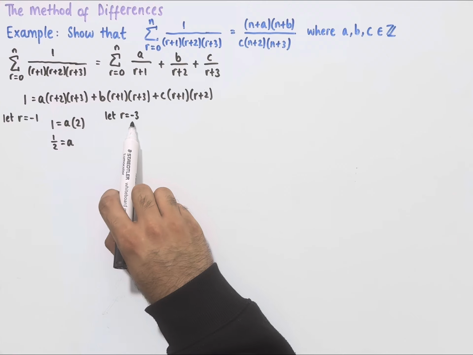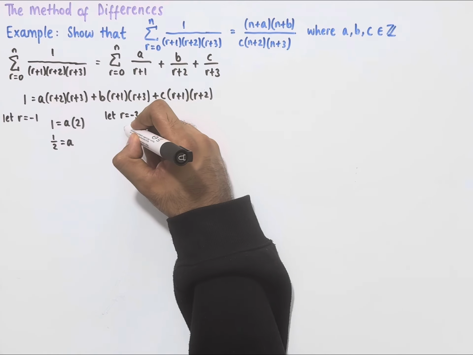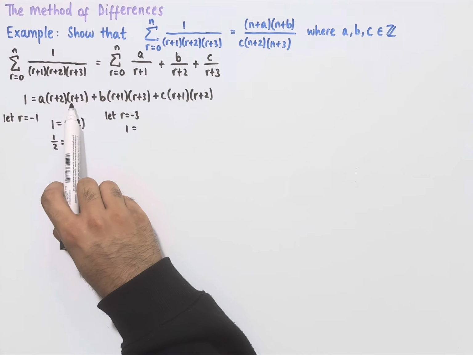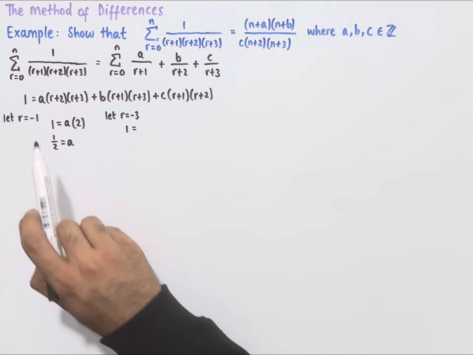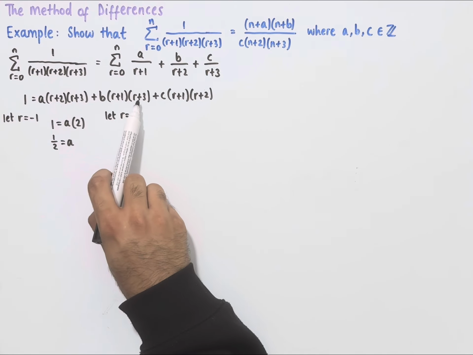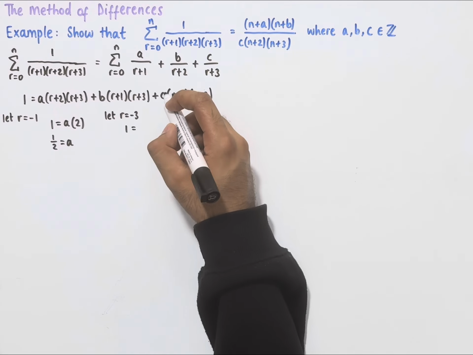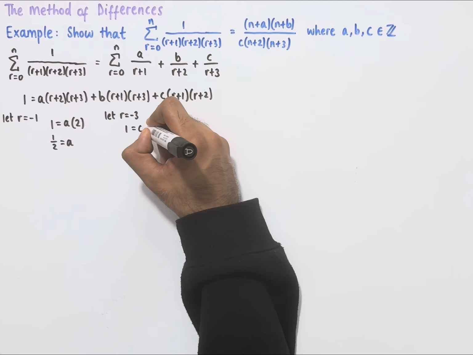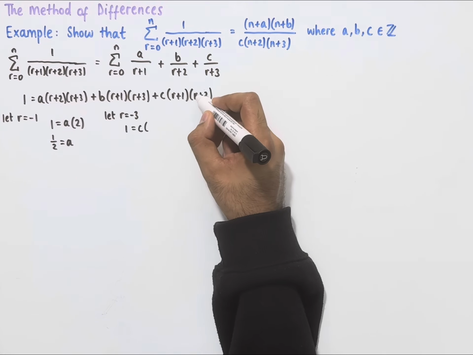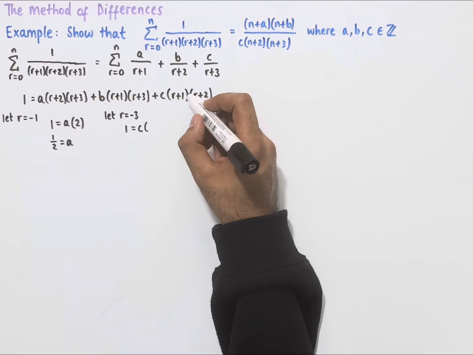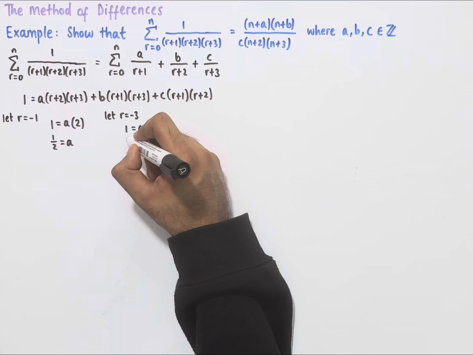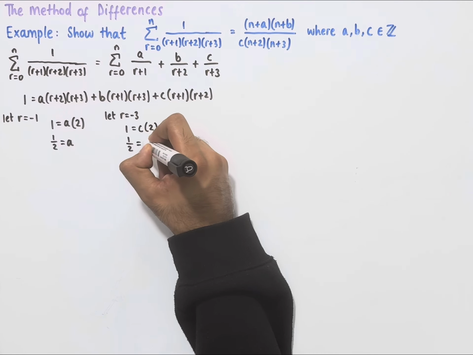Now if we let r equal to minus 3, then on the left hand side we have 1. Now for the first term here, when we put r equals minus 3 into this last bracket, this would equal 0, and so this would all cancel. Likewise for the second term, when we put r equals minus 3 in, this last bracket would equal 0 and everything would cancel. For this last term, when we put r equals minus 3 in, we end up with c times (minus 3 plus 1), which is minus 2, and then for this last bracket, minus 3 plus 2, which is minus 1, and minus 2 times minus 1 is equal to 2. We have 1 equals 2c, and so therefore c equals a half.